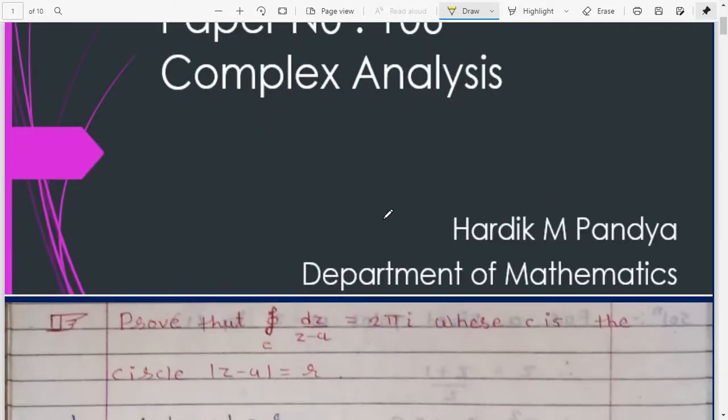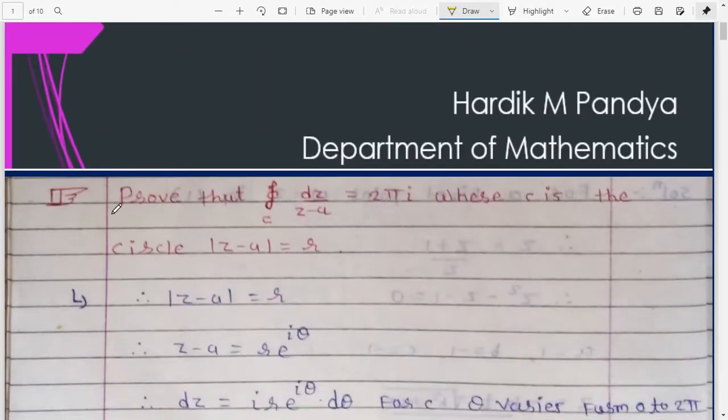Myself Hardik Pandya. Now we see in this lecture integration of the complex number, complex integration. We start with the example.